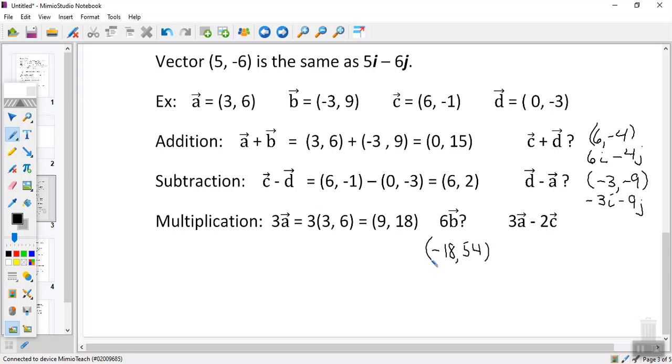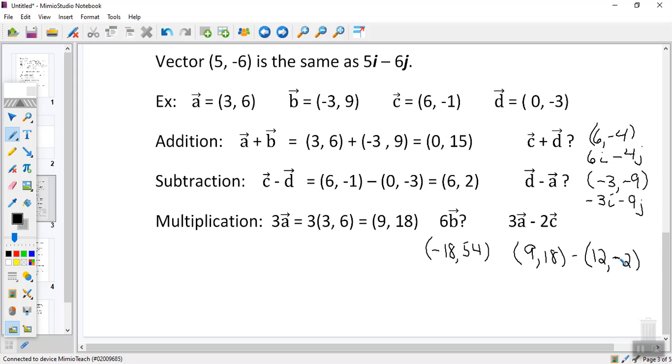Okay, here's a tricky one. Let's see if you can do this. Guys, what would 3A minus 2C equal then? This is a trickier one. First of all, what would 3A equal? Let's write it this way. We already know 3A is 9, 18 here, don't we? So this becomes 9 comma 18, minus 2C. 2C would be 2 times this point right here. Yep, leave your minus sign right there. So this 6, negative 1 would turn to 12, negative 2.